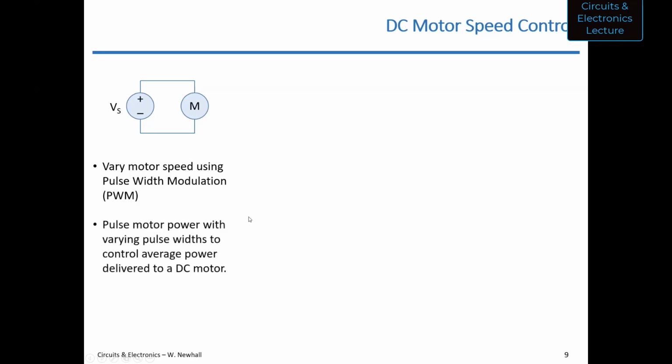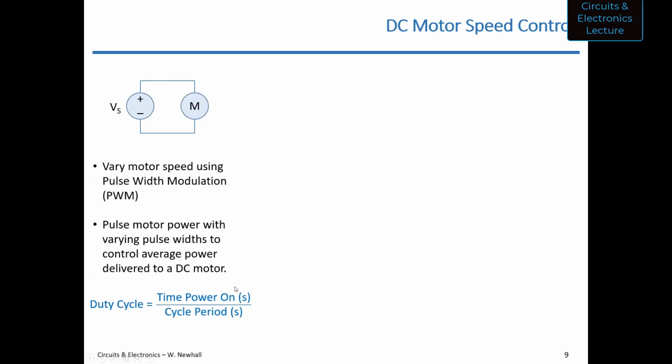What you do is you pulse the motor with varying pulse widths in order to control the average power delivered to the DC motor. So you're turning the supply voltage on and off, let's say 5 volts and 0 volts, or 12 volts, whatever the motor's rated voltage is. You can turn it on and off, and I'll show you an example of that. And the duty cycle, as we've talked about, is the time that the power is on divided by the period of the cycle. That's what duty cycle is, just like we defined in lab.